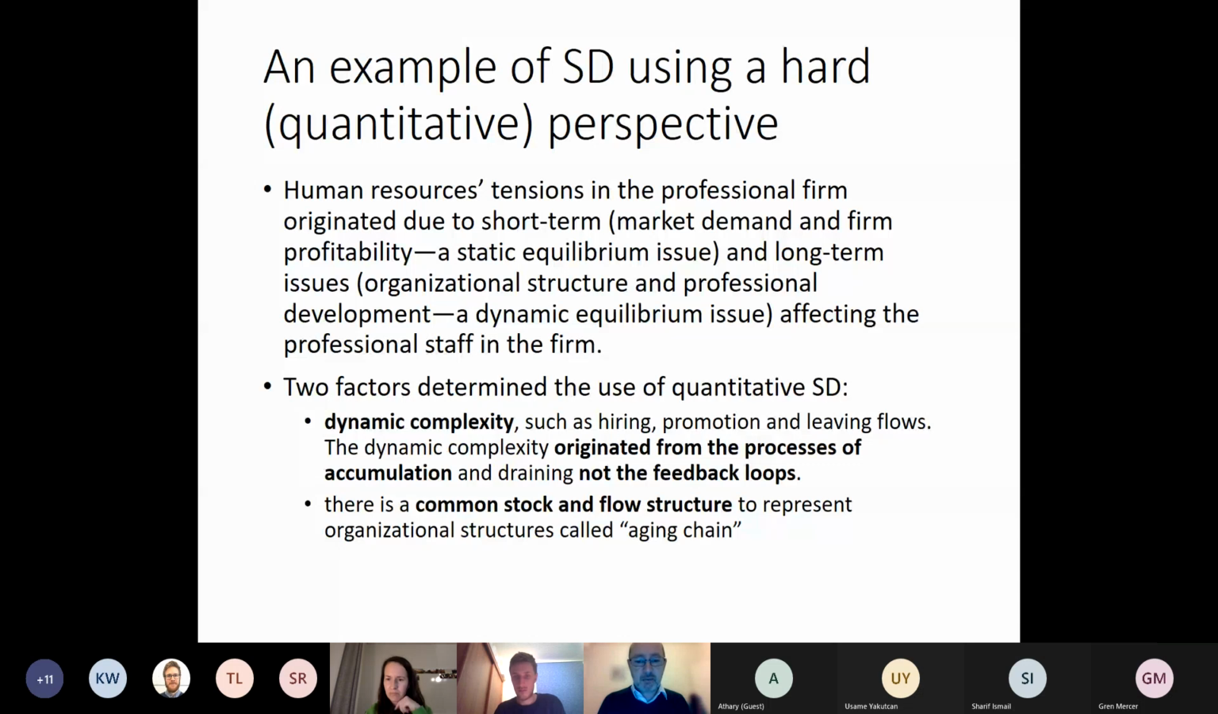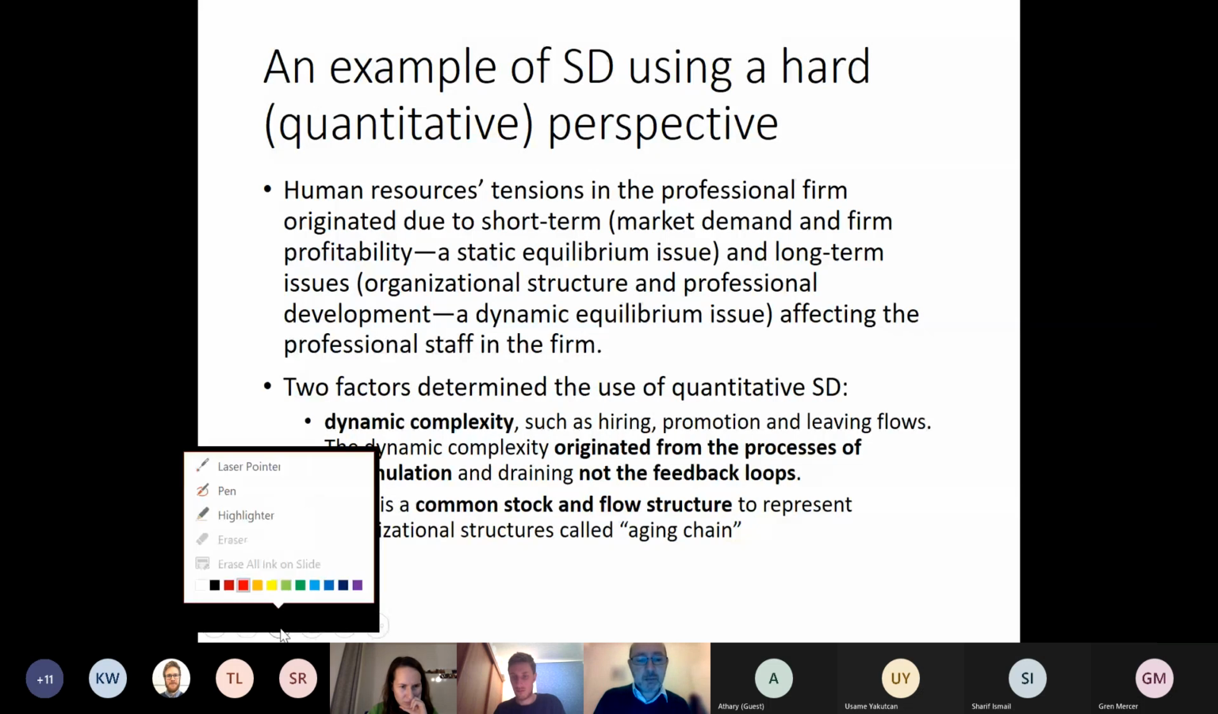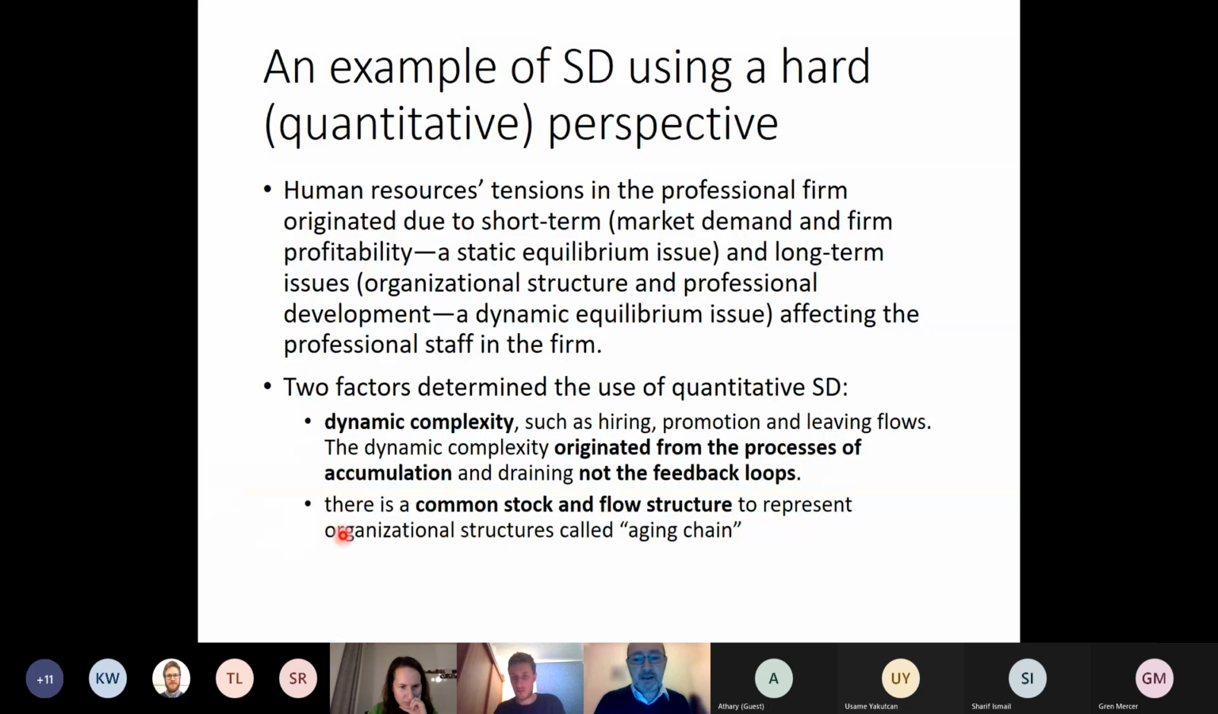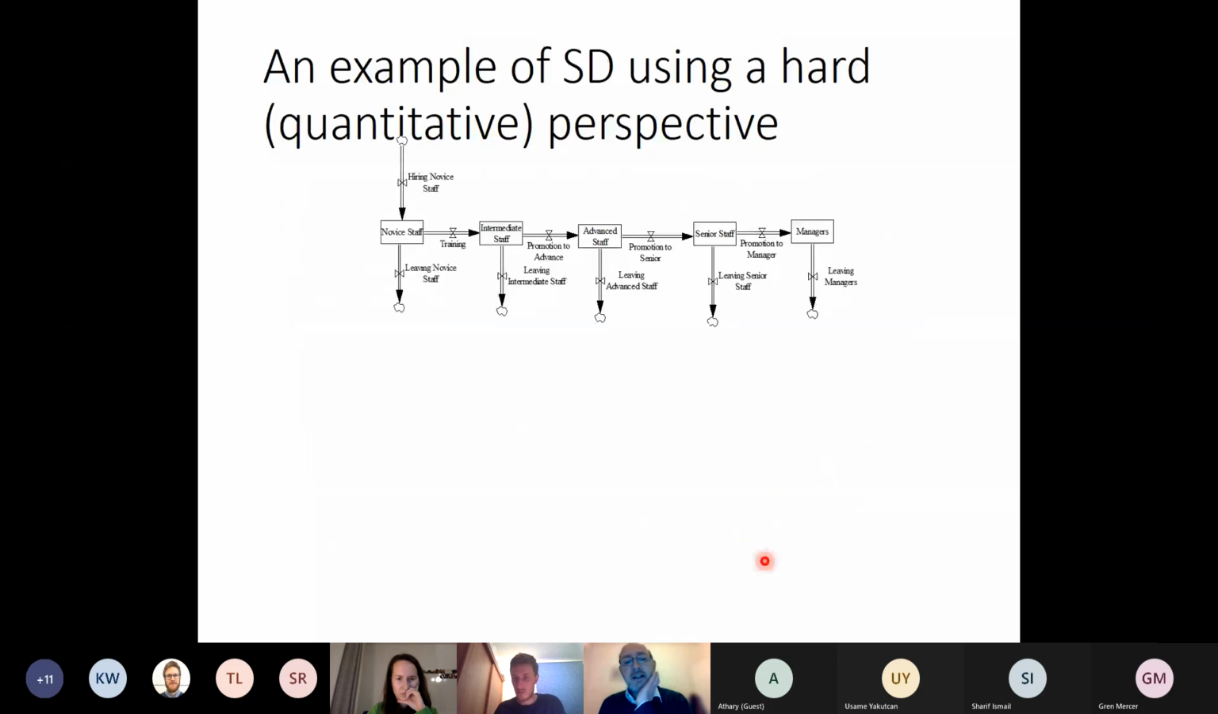I am not going to go into detail on that model, but the interesting thing is that this model shows another thing that you will learn: there are usually common structures that you can use for starting your model. And in this case, in system dynamics, there is a common structure called the aging chain. And how is this structure? This structure tends to apply to any company. You hire people with novice conditions.